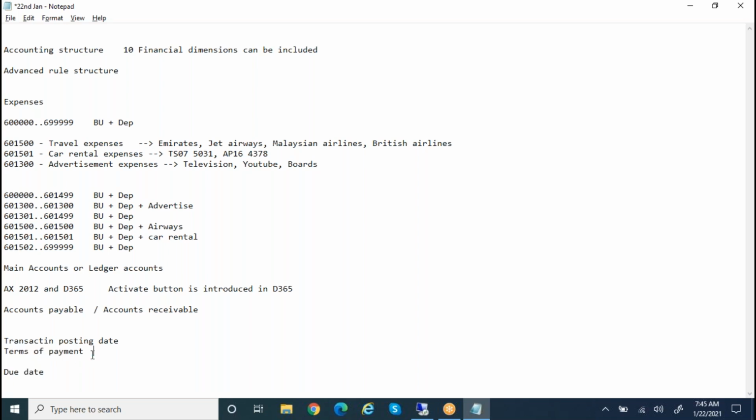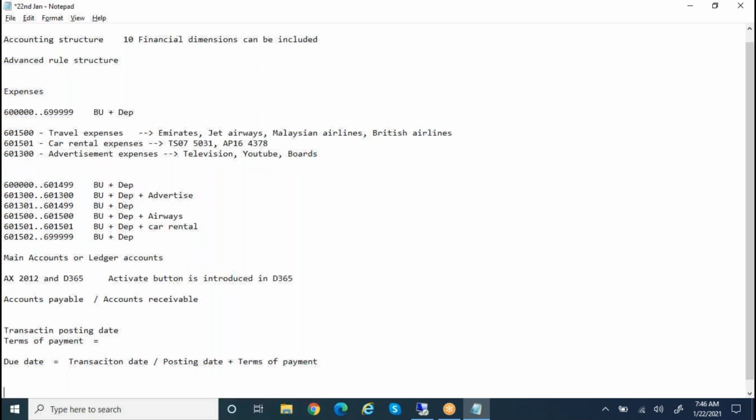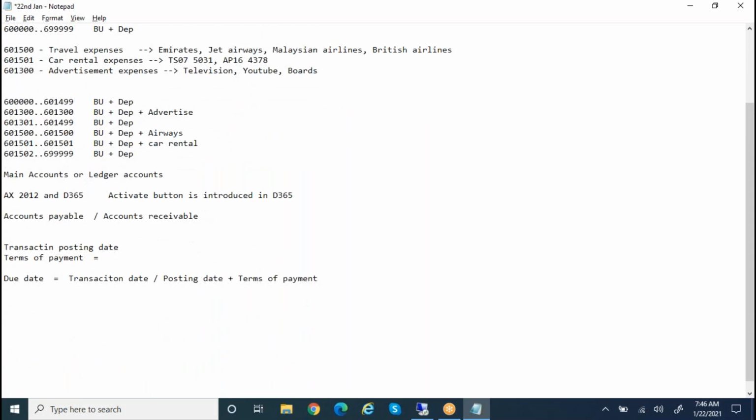What does this mean? Due date is equal to transaction date, or posting date, plus terms of payment. Due date is equal to the transaction date or posting date plus the terms of payment.